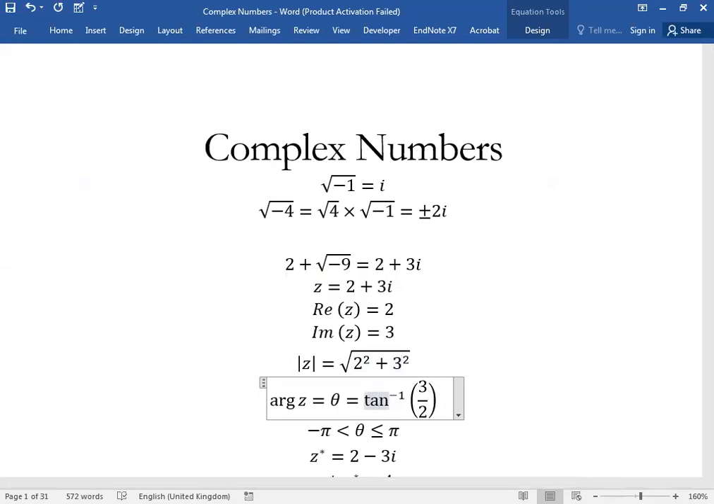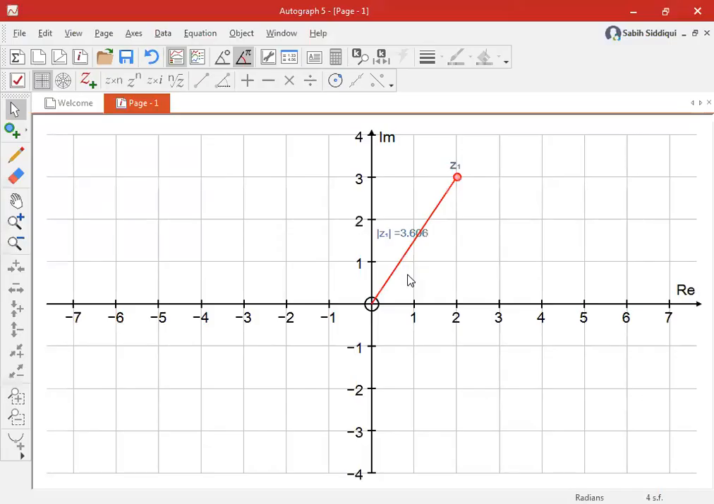Now, the next thing is the argument of z. What is the argument of z? What is bearing? Bearing is an angle, right? An angle from the north to a certain line. Similarly, argument is also an angle. It is the angle that the complex number, the line between the complex number and the origin, makes with the positive x-axis.